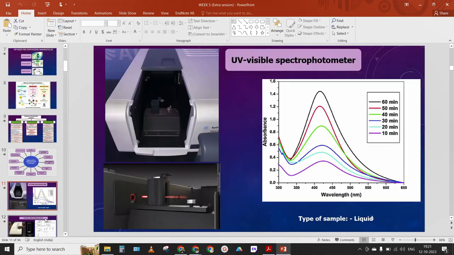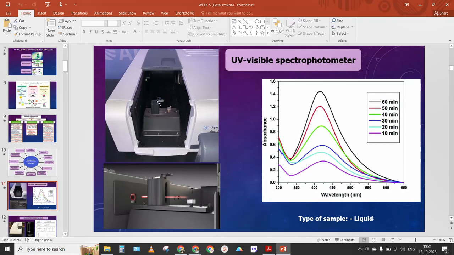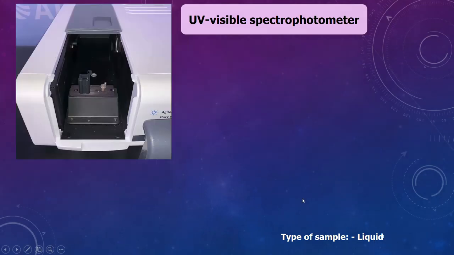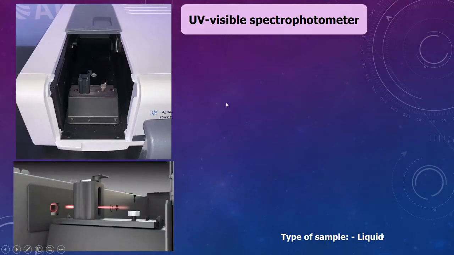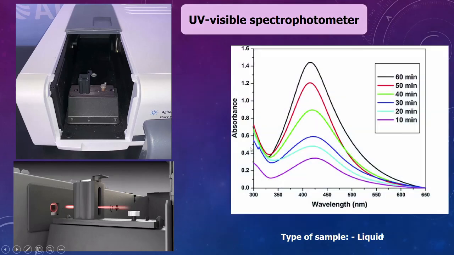So we'll start with the UV spectrophotometer. This is the instrument of the UV-visible spectrophotometer. We'll keep our sample in this hole. Let me just enlarge this. We use a liquid sample, nearly 2 to 3 ml. We'll pour our liquid sample in the cuvette and place the cuvette in this place. Then you can see the rays of UV pass through that cuvette, and it will show graphs like this.